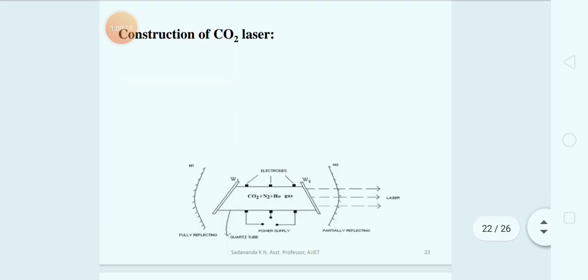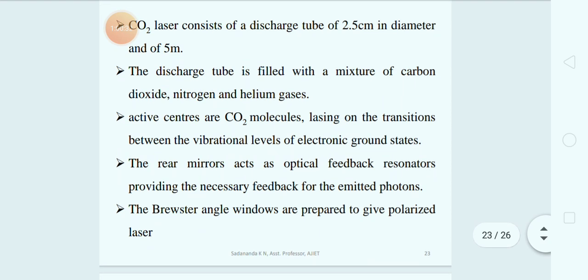So this is the schematic diagram of the construction of the CO2 laser. A CO2 laser consists of a discharge tube of 2.5 centimeter in diameter and 5 meters in length. The tube is water cooled and is filled with a mixture of carbon dioxide, nitrogen and helium gases in the ratio of 1:2:3. Sometimes traces of hydrogen or water vapor are added.